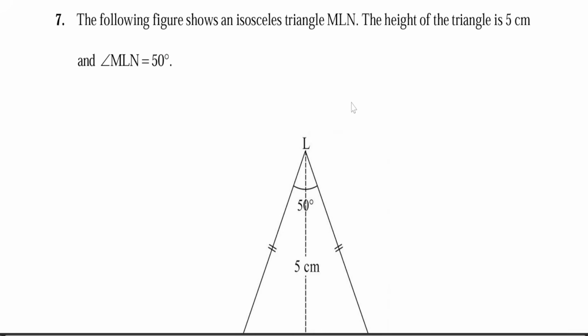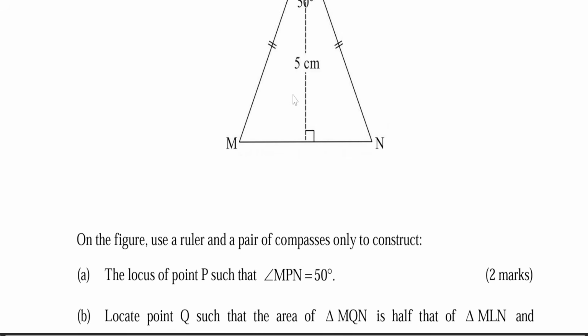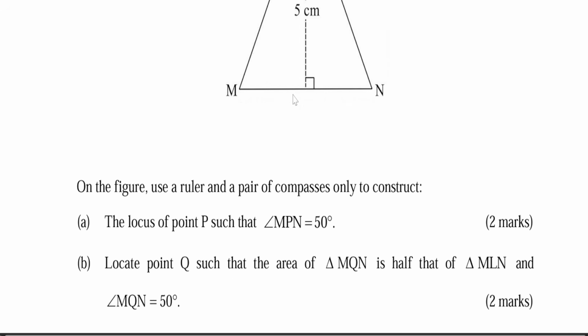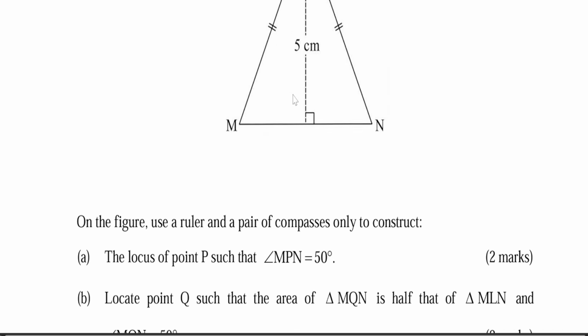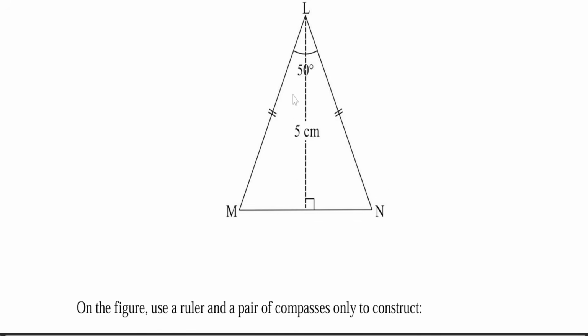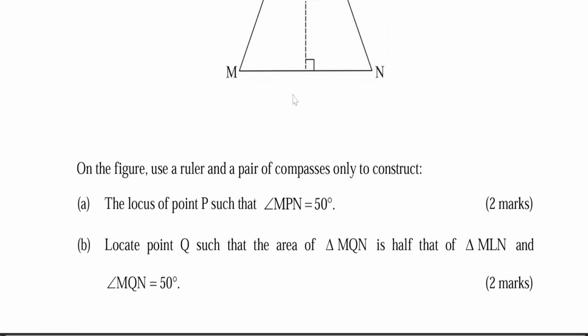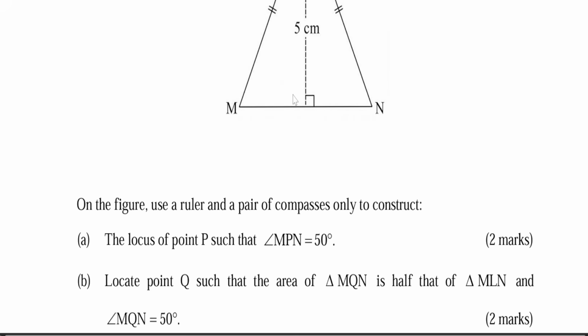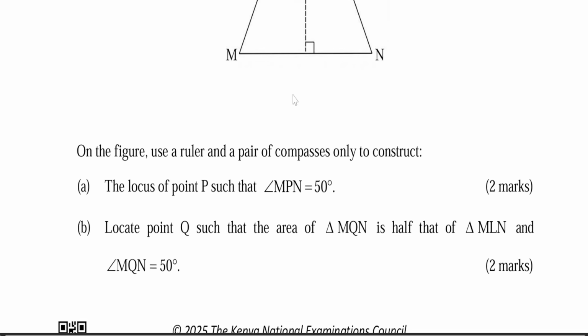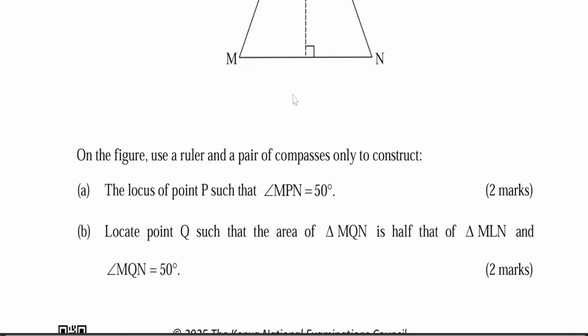Question 7. The following figure shows an isosceles triangle MLN. The height of the triangle is 5 centimeters. And angle MLN is equal to 50 degrees, which is this one. Now on the figure, use a ruler and a pair of compasses only to construct, question A, the locus of point P, such that angle MPN equals 50 degrees. And question B, locate point Q such that the area of triangle MQN is half that of MLN and angle MQN equals 50 degrees.